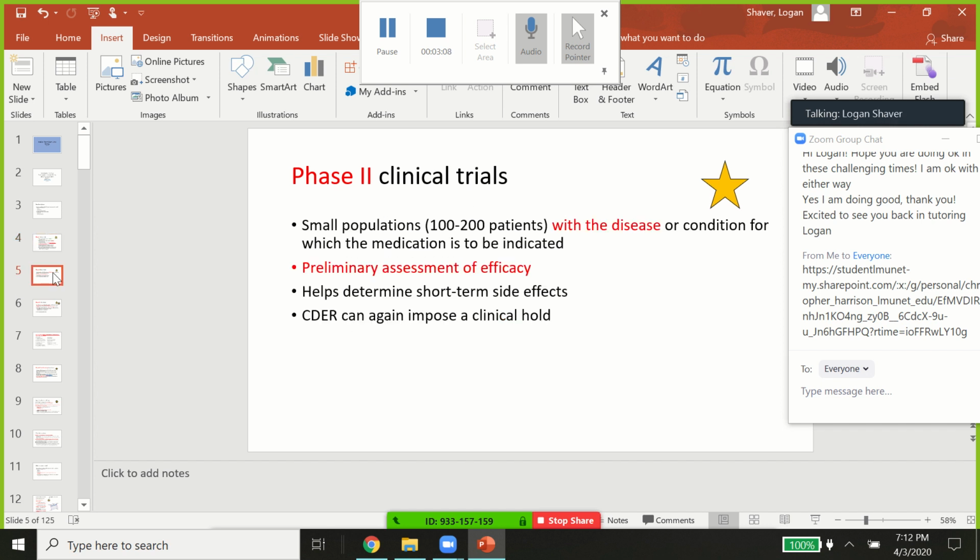All right, phase two, these are going to be only people that have the condition. So it's like the opposite of phase one, right? And what phase two is used for is the preliminary assessment of efficacy. What that means is just to see how well the drug actually works. So that's your first test of that. And that makes sense, right? Because these are the people that actually have that condition. So that's what phase two is.